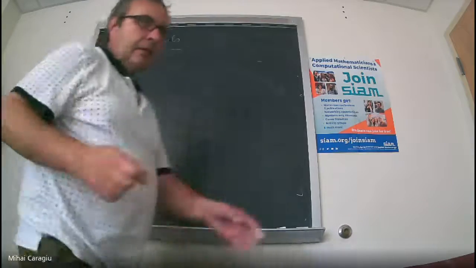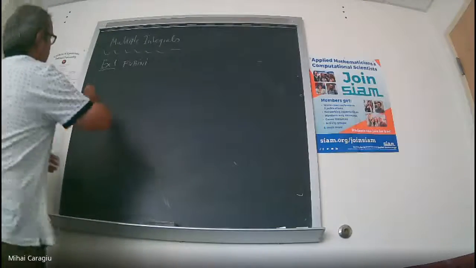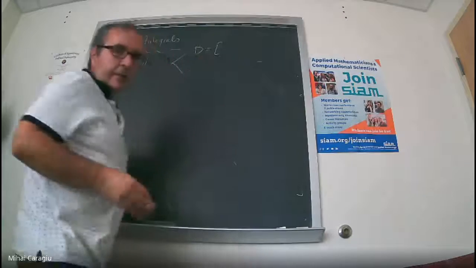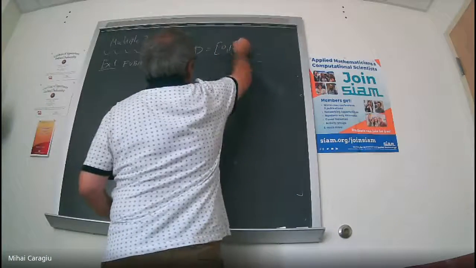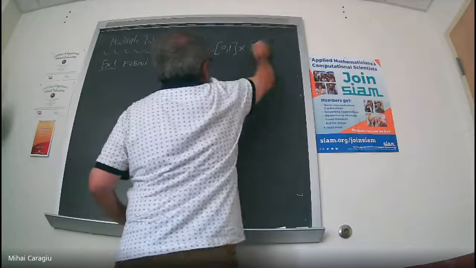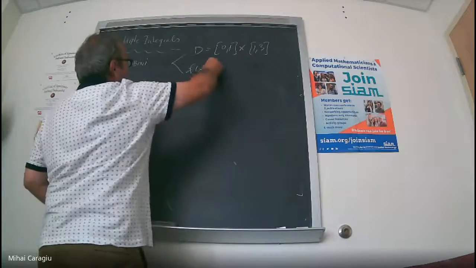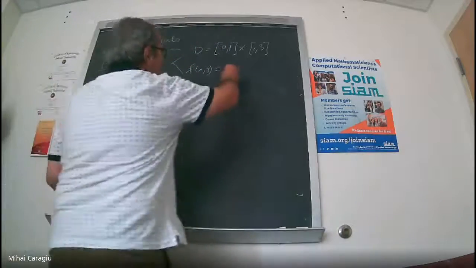I got an example here. So the domain D is a rectangle [0, 1] cross [1, 3], and f of x and y is 2x plus 6y.